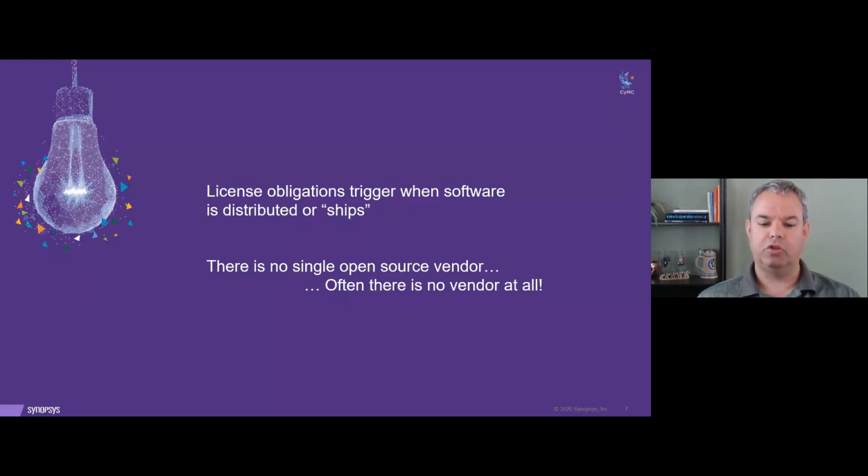And that whole distribution and shipping piece becomes a really interesting problem when you start thinking about things like Docker containers, where the image is pushed to Docker Hub. Well, that was a distribution. So are all of the license obligations associated with all of the things that are inside that container image part of what was communicated to Docker Hub and what is documented with that image? By and large, it isn't. And so that's one of the risks that are out there.